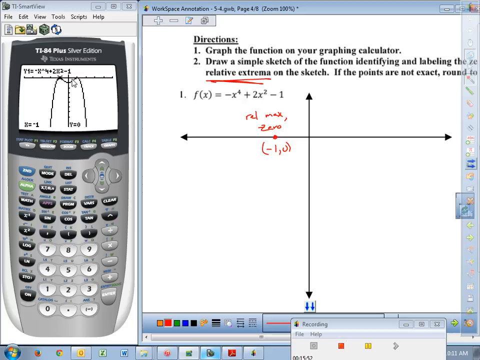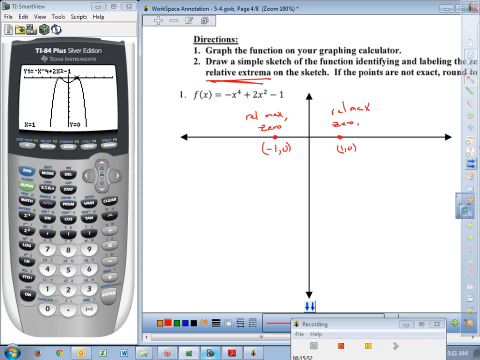Take a wild guess. Do you think that that's a 0 right there at 1? Let's double check. Hit trace 1 equals. Did it turn out to where that was a 0? Yes. So I'll put that point right there at 1, 0. It is a 0, so I'll call that a 0. Is it a relative maximum or a minimum? It's a relative max also. Those are all the zeros that we see.